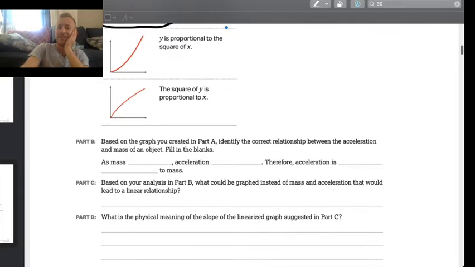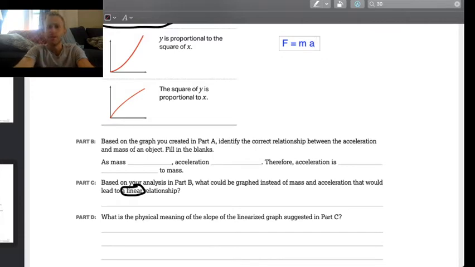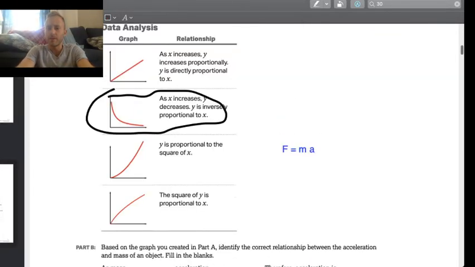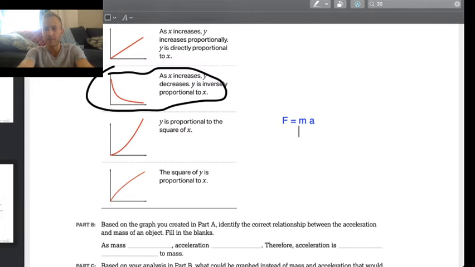So see how it's asking us to find a linear relationship, okay? They're asking us to linearize the graph, okay? So what we can see, we're testing F equals ma. We're testing Newton's second law, okay? So what if I divide both sides by m? So I have a equals F times 1 over m.